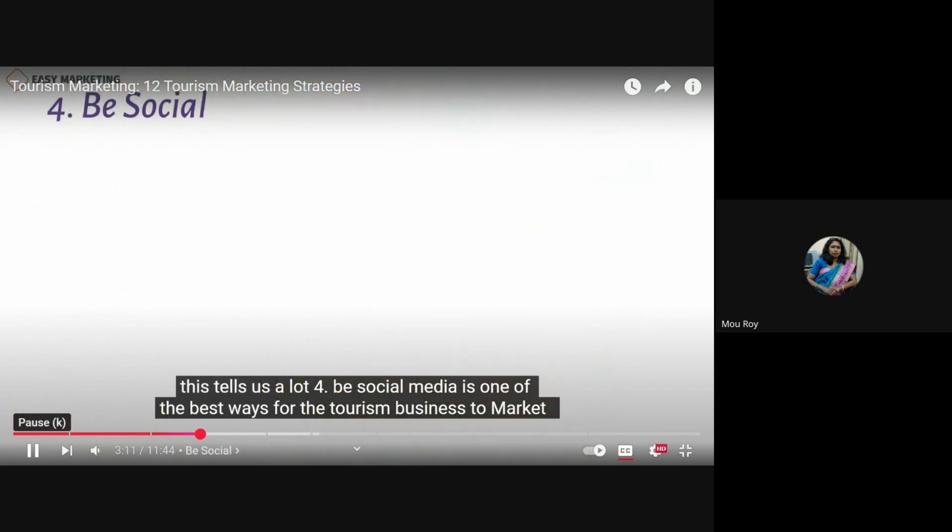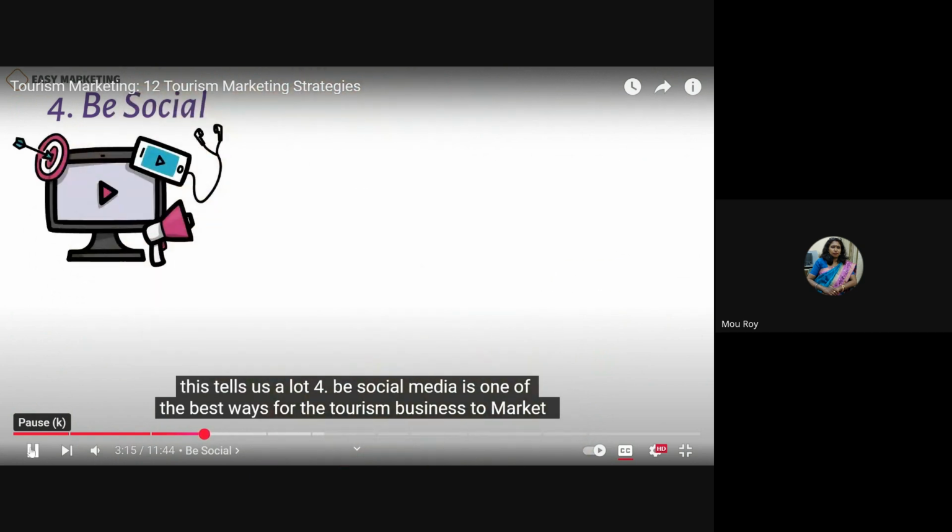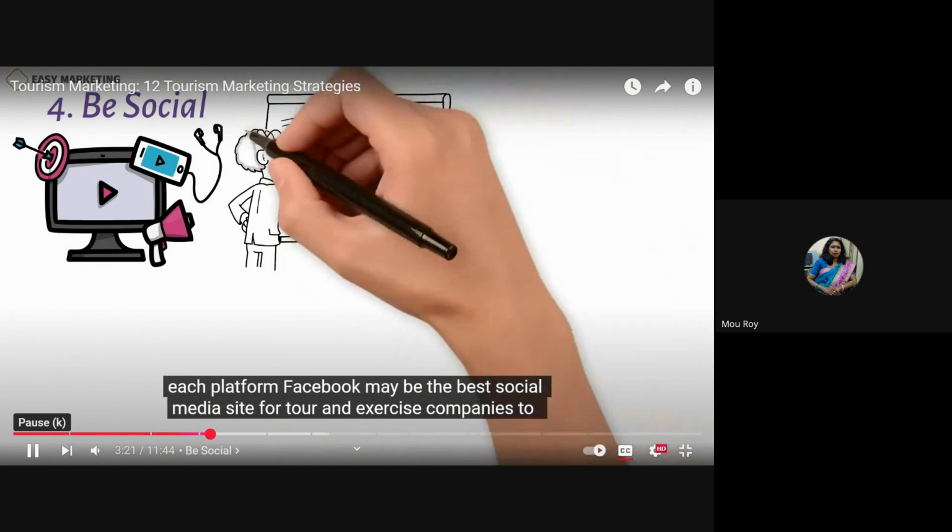4. Be social. Social media is one of the best ways for the tourism business to market. You can also do that on social media, because this is much in demand now. If you choose the right platform where your customers are, make a plan for each platform.